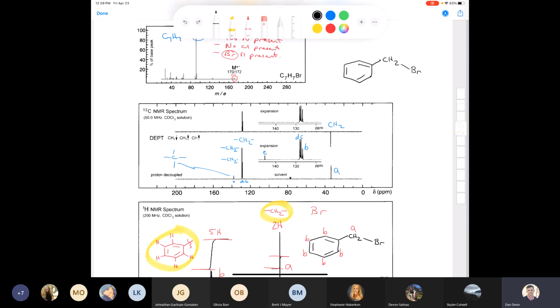So A must be my methylene because it's pointing down. E, this guy here, is the only one that disappeared in the depth. Therefore, it must be this guy.